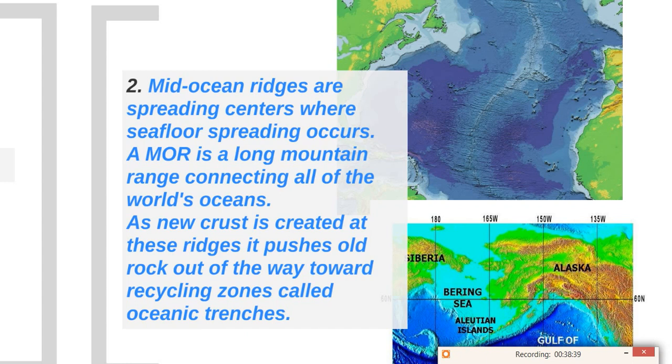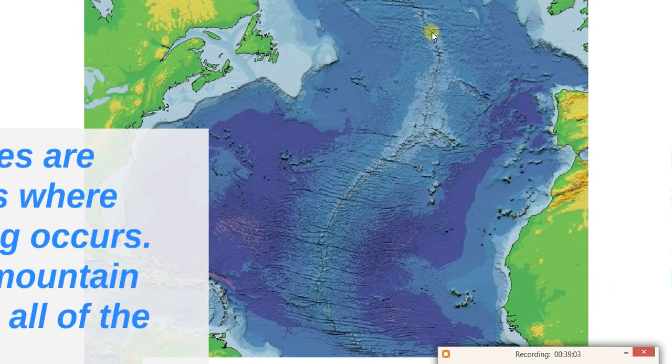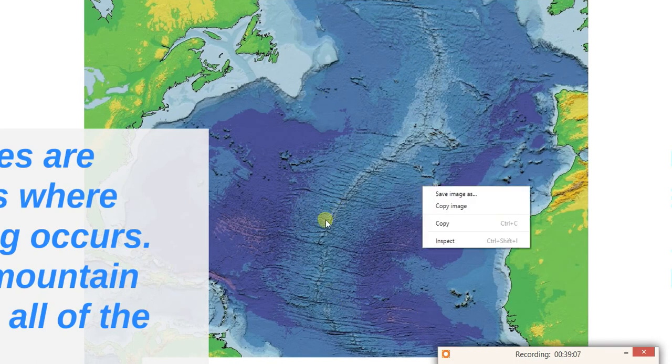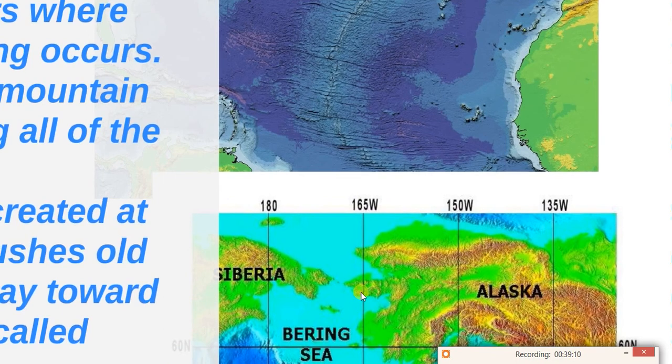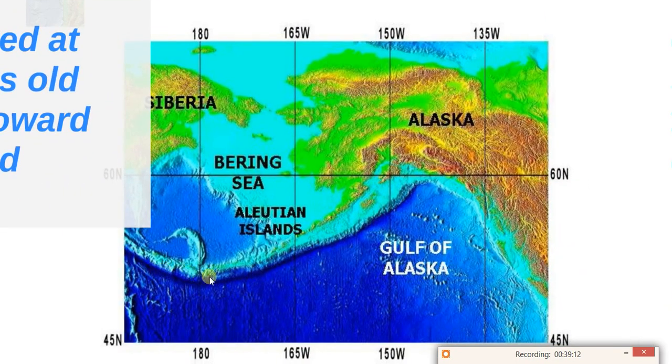As new crust is created at these ridges, it pushes old rock out of the way toward recycling zones called oceanic trenches. Here is an image of an oceanic trench. So right here, we've got a mid-ocean ridge. In the Atlantic, I actually don't have any trenches, so we're not going to look at that. But here in the Pacific Ocean, there are a lot of oceanic trenches, one right off the coast of Alaska. So this deep section here, that is deep ocean right there, that's a trench.